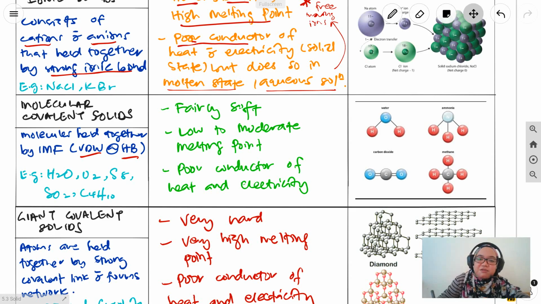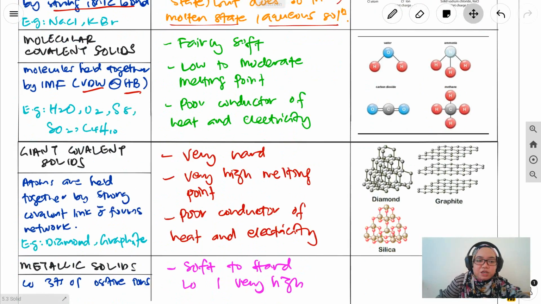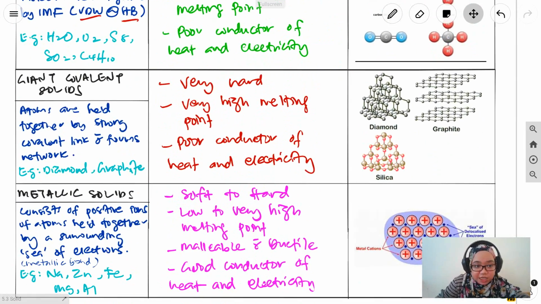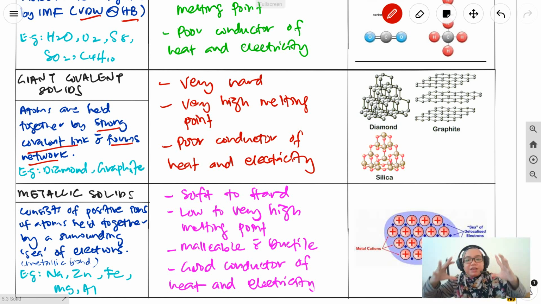Okay? Alright. Now, we are going to look at the giant covalent solid. For giant covalent solid, atoms are held together by strong covalent link and form network. Okay, beza je dengan yang regular molecular covalent solid ni. Giant covalent solid ni, dia held by strong covalent link and form network. Dia ada network dia. So, bila network, contohnya seperti diamond, graphite, silicon dioxide.